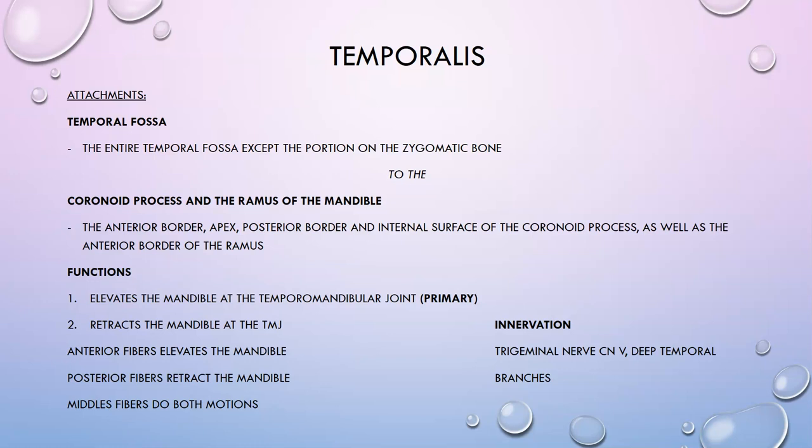Its primary function is to elevate the mandible at the temporal mandibular joint. Again, we will be taking that in class next week, but just think of it as the joint of the jaw. Occasionally on my slides, if a muscle does a number of actions, and you see that I have in brackets primary, that means that its primary action is that one, and the rest are all synergist to other muscles. So, number 1, it elevates the mandible at the temporal mandibular joint. That's its primary action. And number 2, it retracts the mandible at the TMJ.